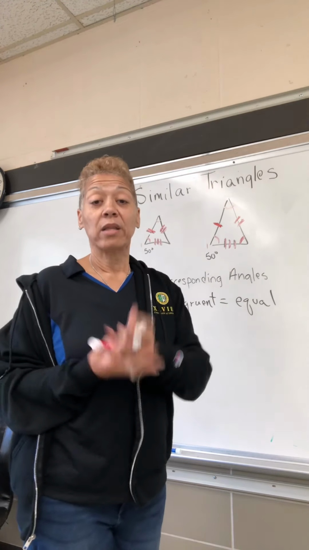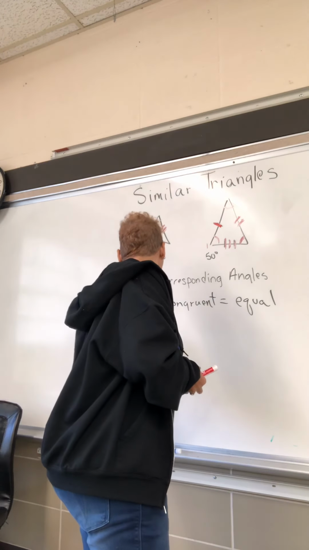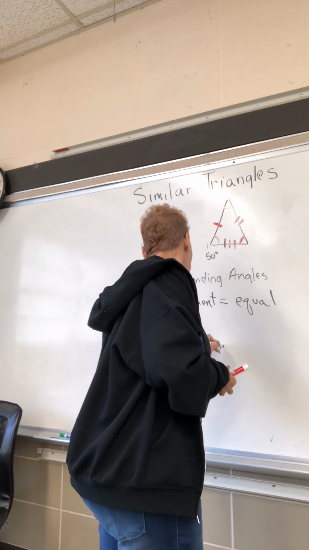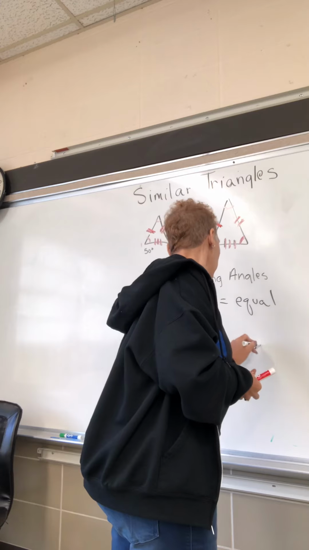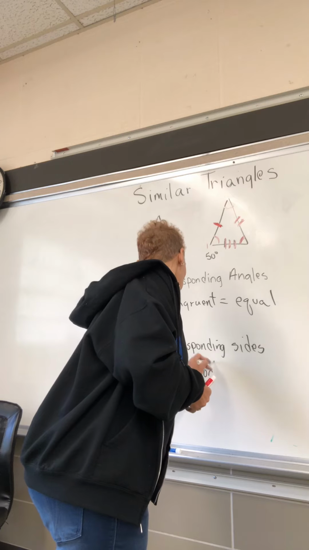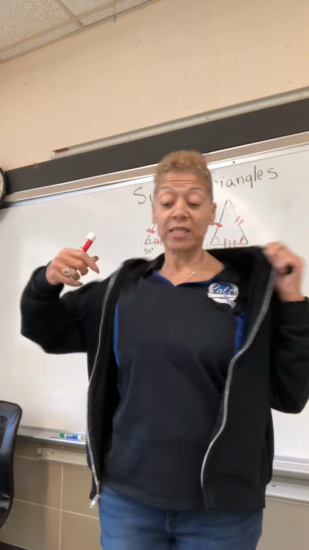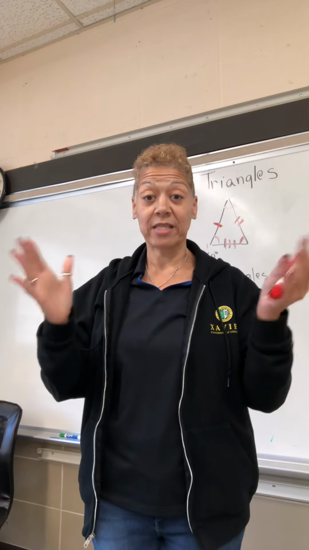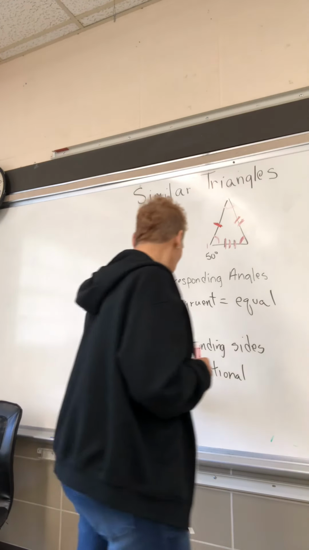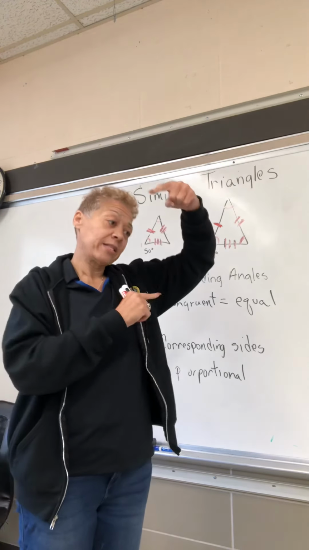Same thing with the next criteria. It's called corresponding sides. Second criteria, corresponding sides. Corresponding sides have to be proportional. What does that mean, that the sides have to be proportional? They have to be in the same relative position, and when you set it up as a proportion, they have to be in the same place.